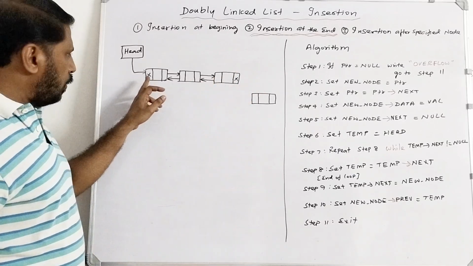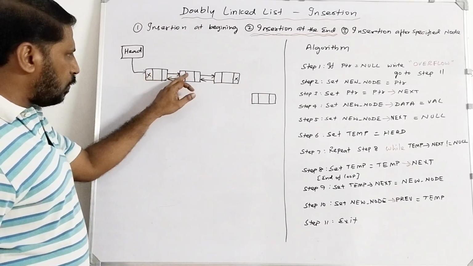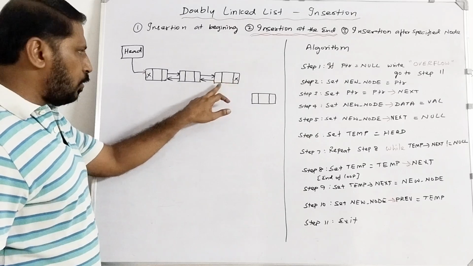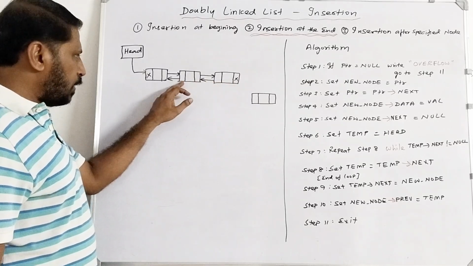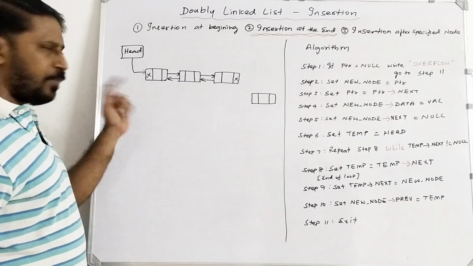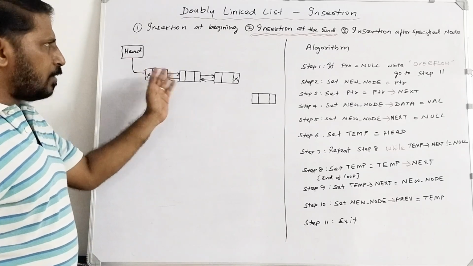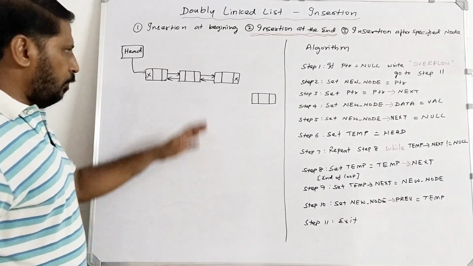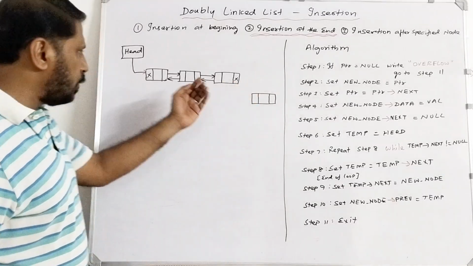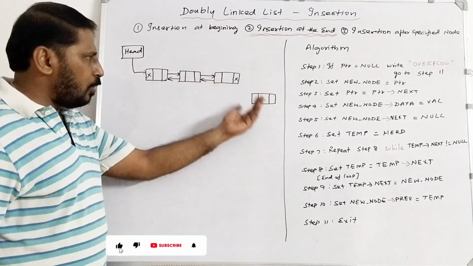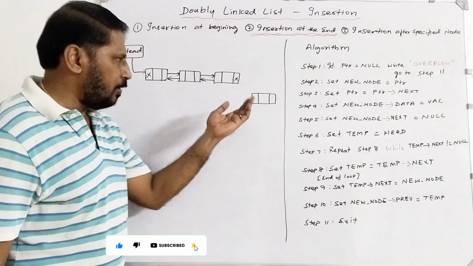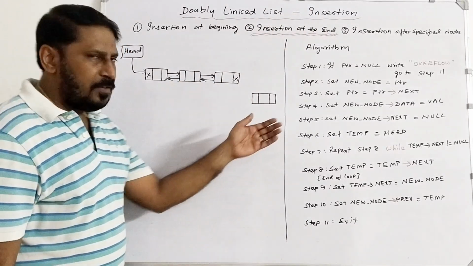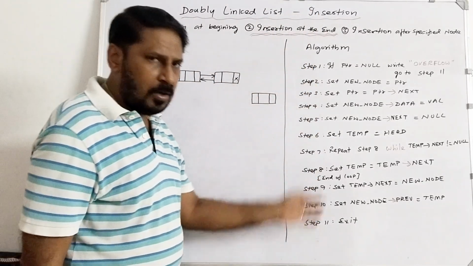We already know that the first node is connected to the second node, which is connected to the third node. The third node is reversely connected to the second node, which is reversely connected to the first node, because it is a doubly linked list. What we are going to do is insert one node at the last. So, insertion at the end. Let me see through the algorithm.